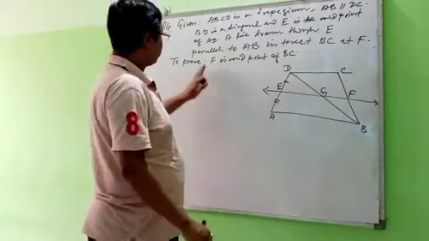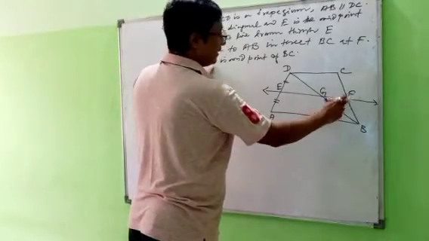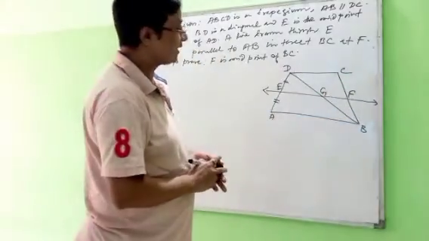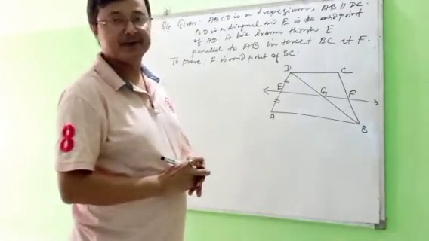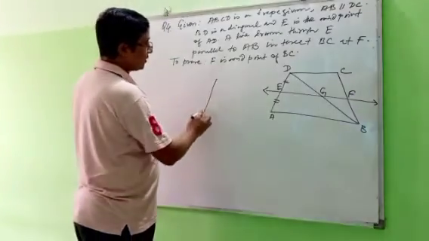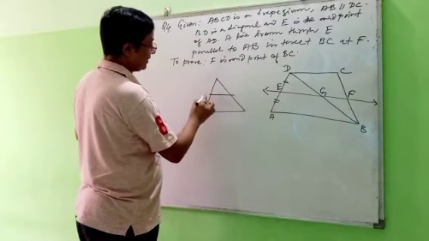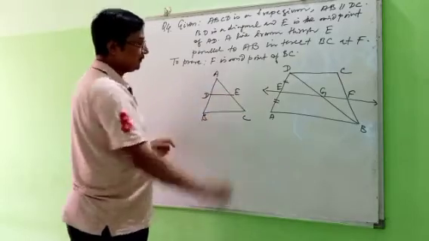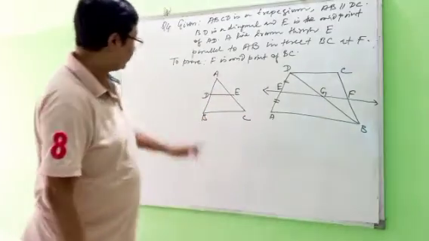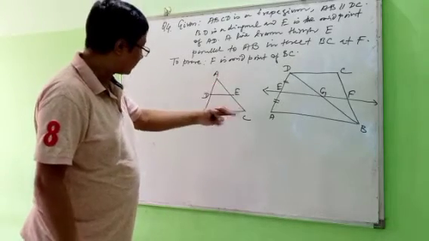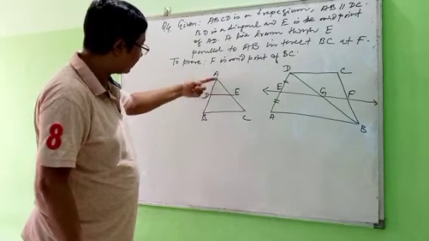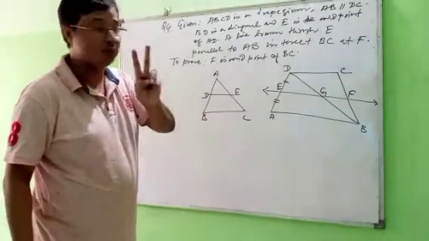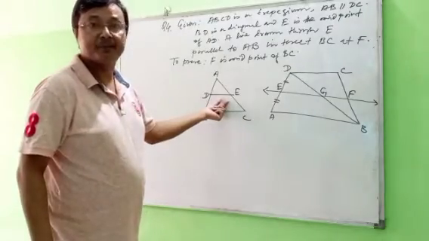Now here you are to prove that F is the midpoint of BC. So children, you will have to keep two things in mind. Regarding the midpoint theorem, you will get midpoints on two sides of the triangle. Say this is triangle ABC with midpoints D and E on the two sides AB and AC. So there will be two midpoints. In that case, it is the midpoint theorem.